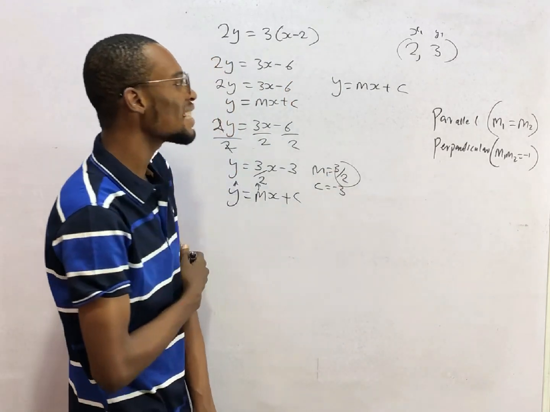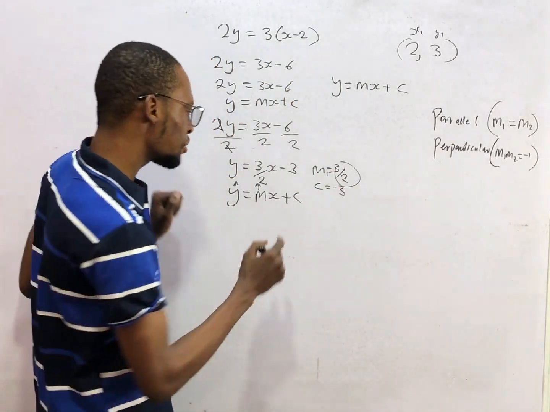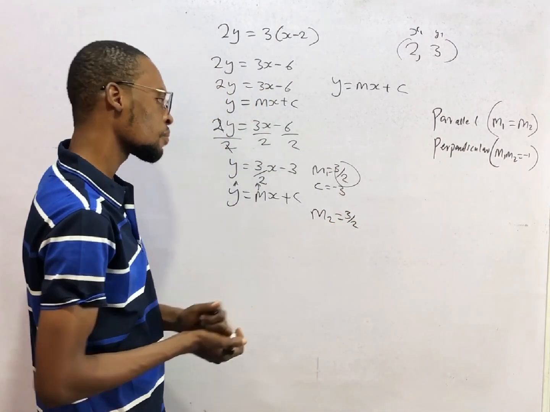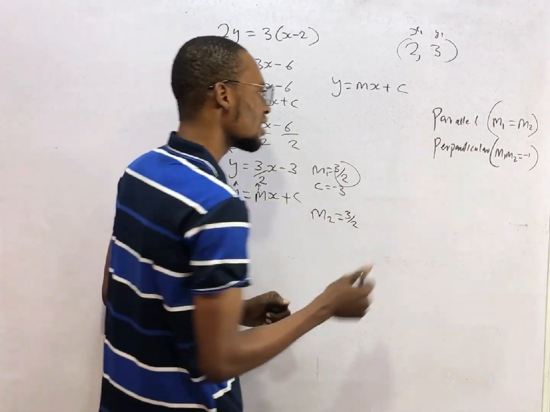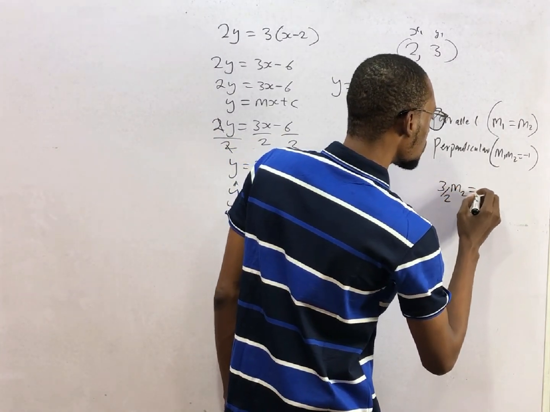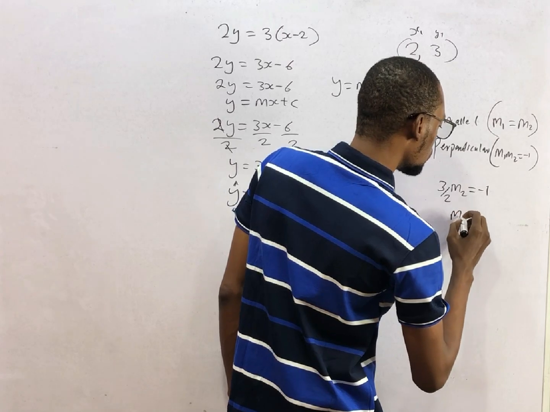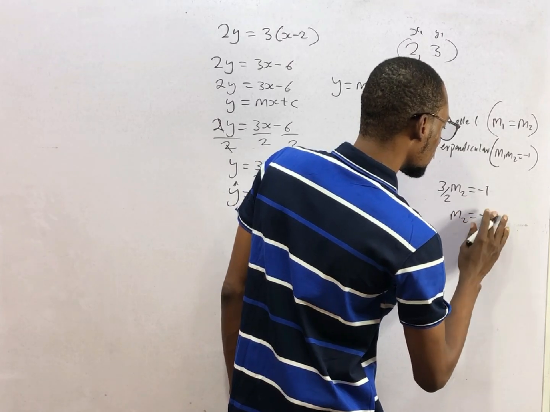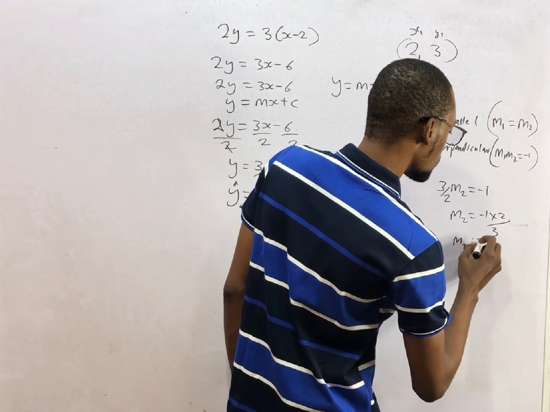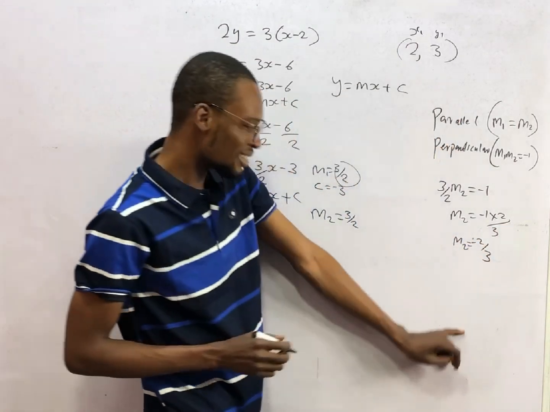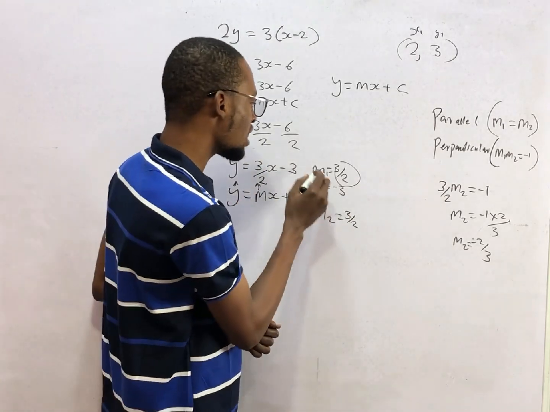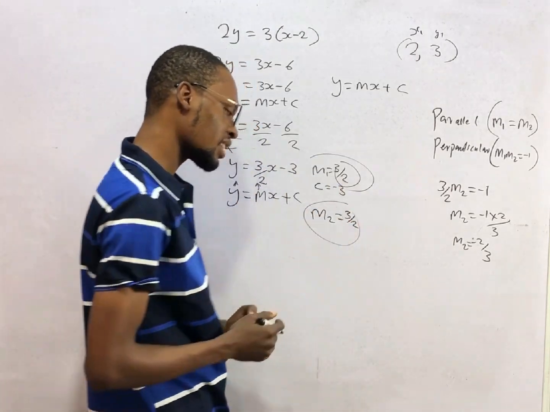Since they said that the lines are parallel, it means the gradient of the second line is equals 3 over 2 as well. If the lines were perpendicular, it would have been m1, which is 3 over 2, times m2 to be equals minus 1. m2 would have been minus 1 times 2 over 3 to be minus 2 over 3. So this would have been the gradient of the second line if they were perpendicular. But since they are parallel, this is the same thing as the gradient of the second line.